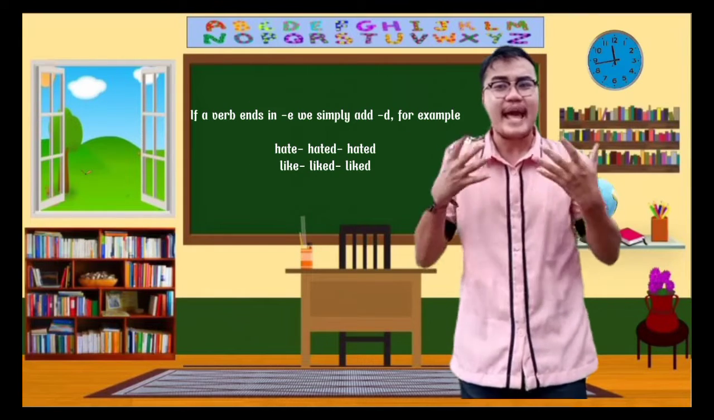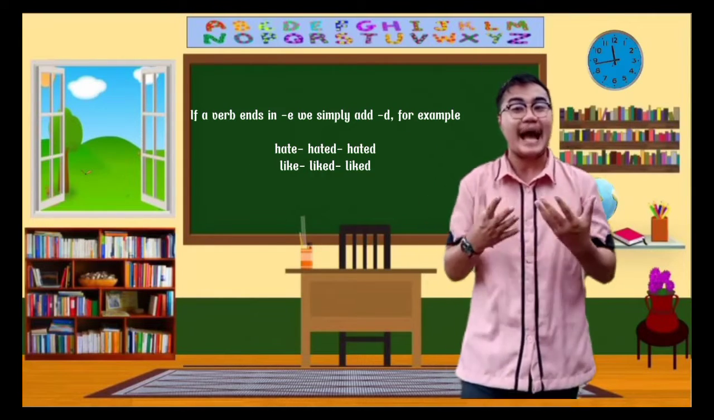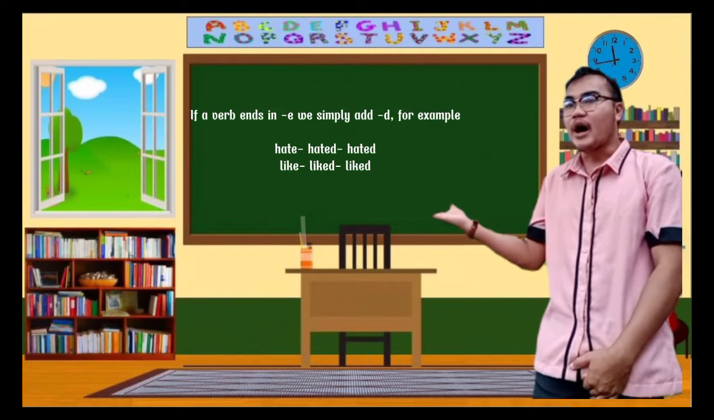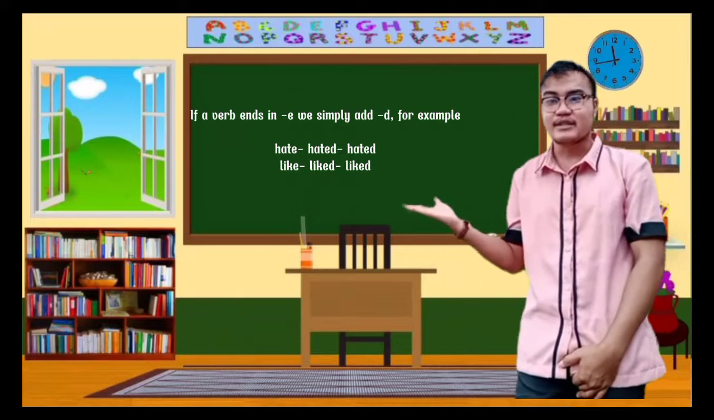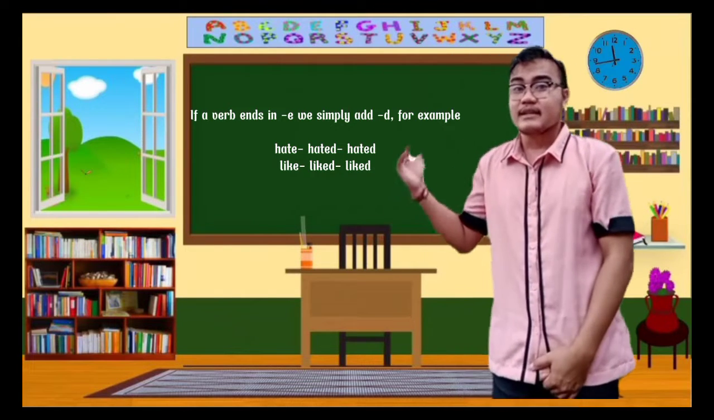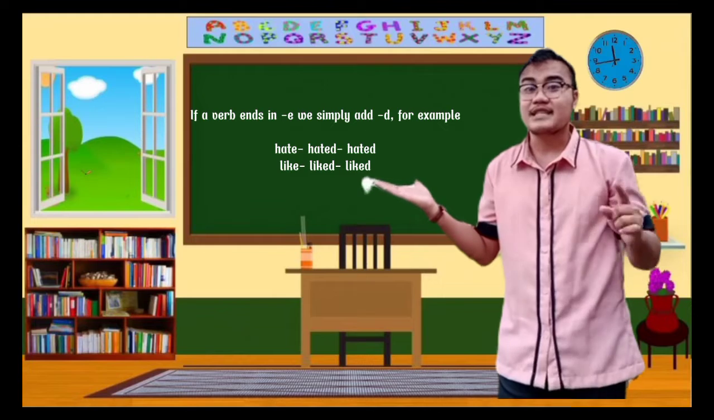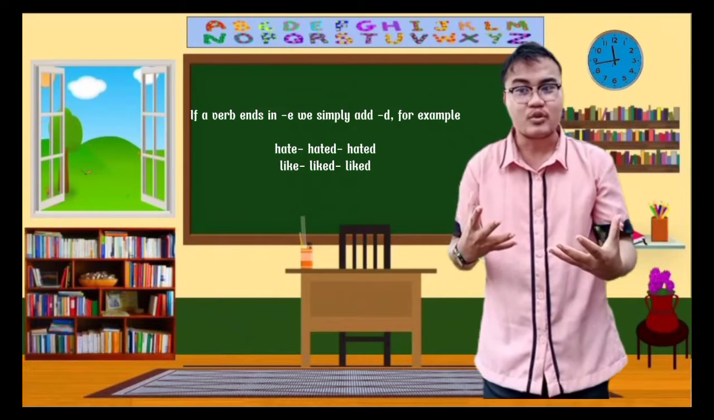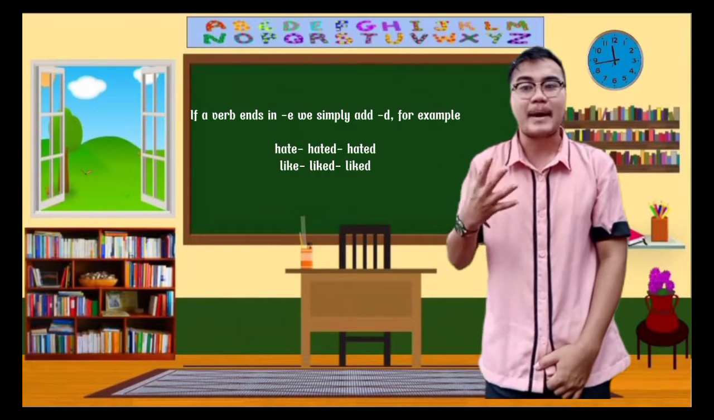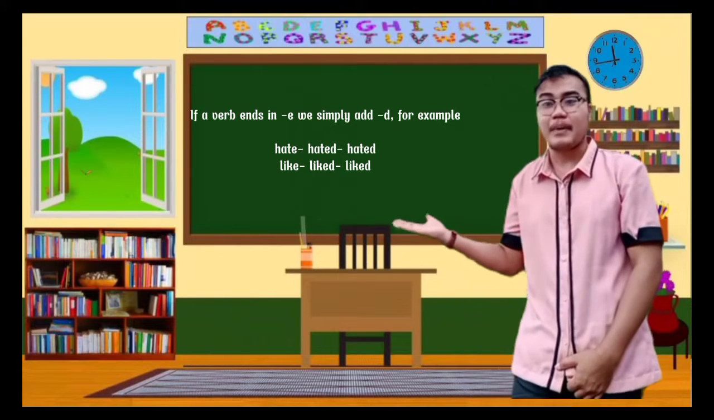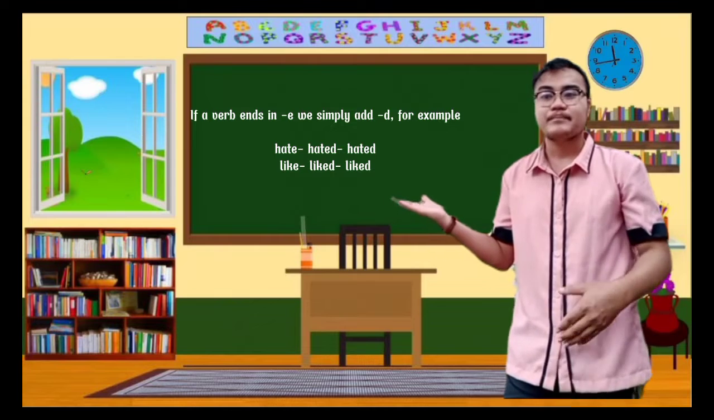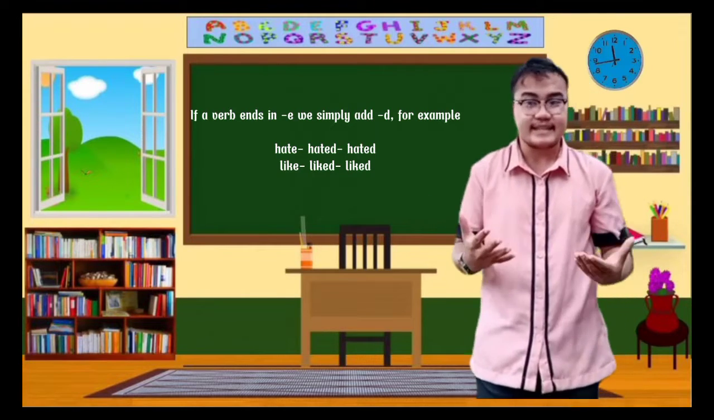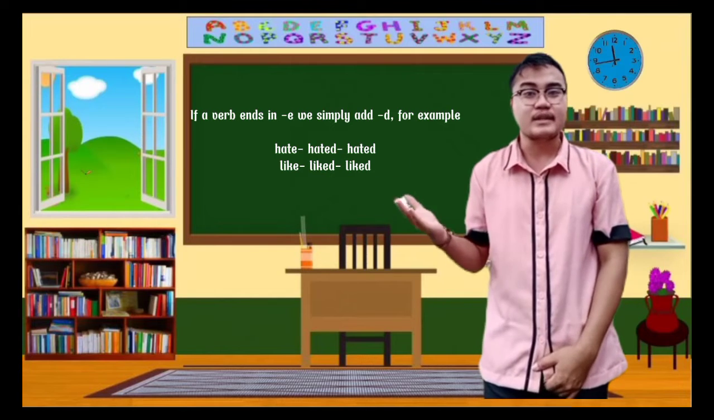If a verb ends in e, we simply add d. For example, the base forms are hate and like. So, since the last letter of hate is e, we just add d to make it past simple and past participle. Hate, past simple is hated, and past participle is also hated. Like, liked, and past participle is liked.